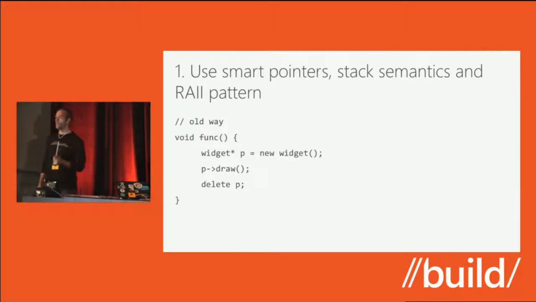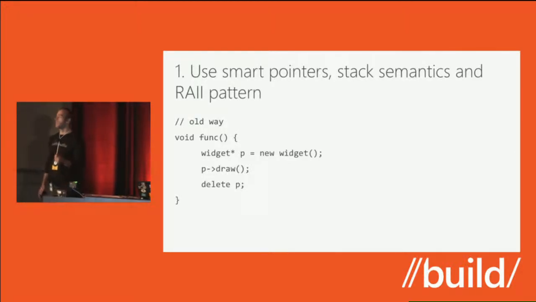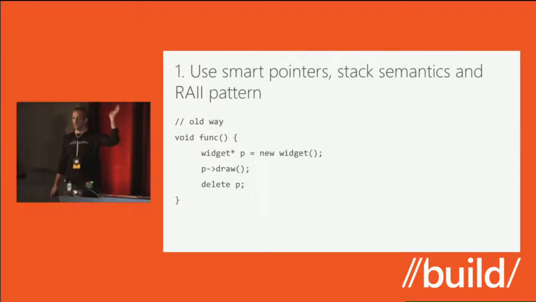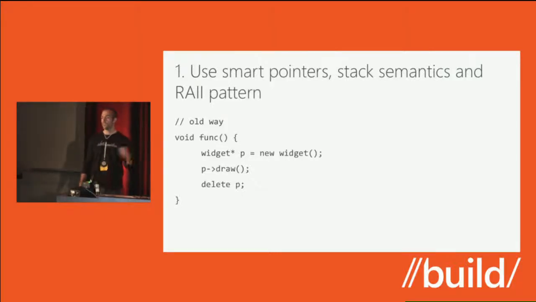This is a new way. All the new pieces of C++11 allow us to do this. When I was doing C++, and I'm old, this looks right. Well, it doesn't look right to me because there are a lot of problems that we can see here. The old way of doing this is I've got a widget, and I can new it up, and then I do something with it, and then I delete it. But there are a lot of problems with this. What happens if draw throws an exception? There are all kinds of weird things that can go wrong where I can lose all that memory.